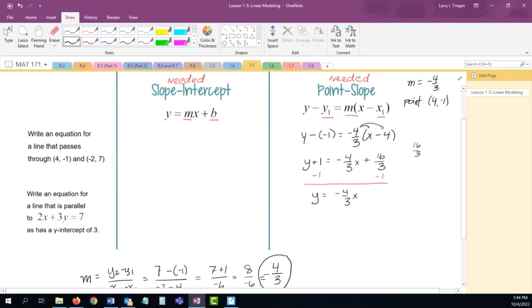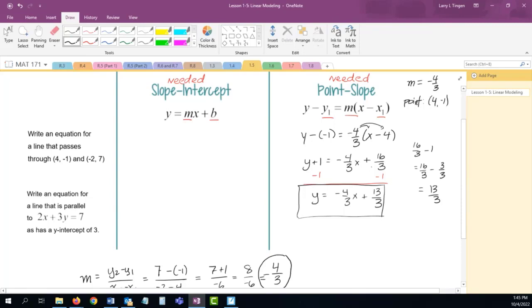So I've got 16/3 minus 1, which is what? Well, I need the same denominator. 1 is 3/3. Right, and now I have the same denominator, so I can subtract this. This leaves me with 13/3. So there's the equation of the line that passes through 4, negative 1, and negative 2, 7.